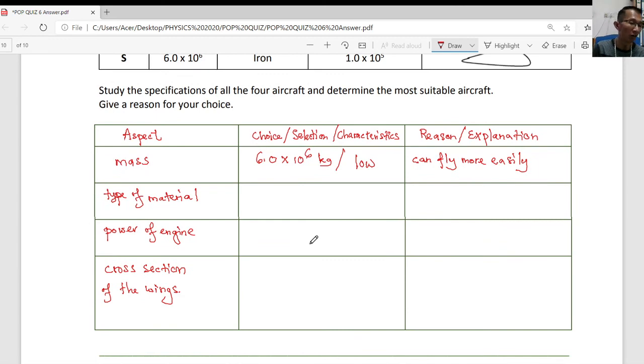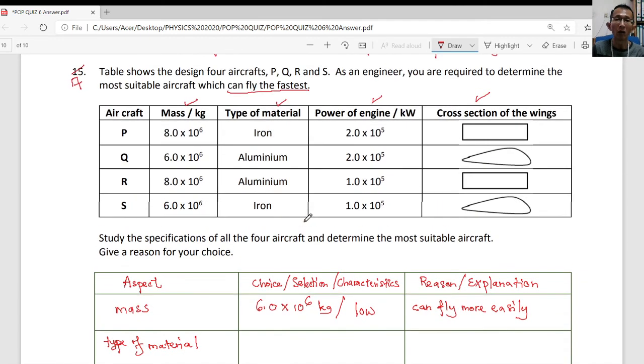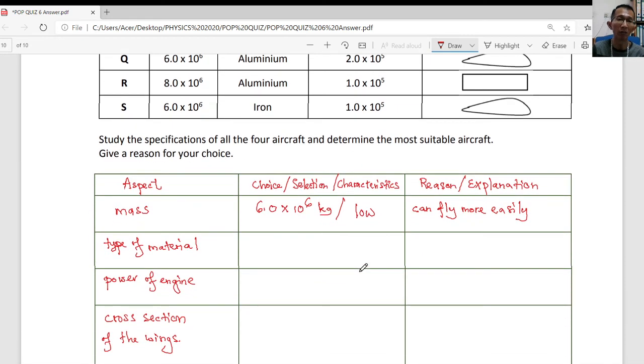Type of materials. What choices do we have? We also have two choices, iron or aluminum. So which one do you prefer? Which one is better for an aircraft? Iron and aluminum. So the better material would be aluminum.